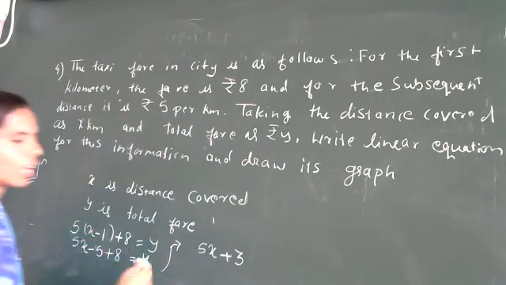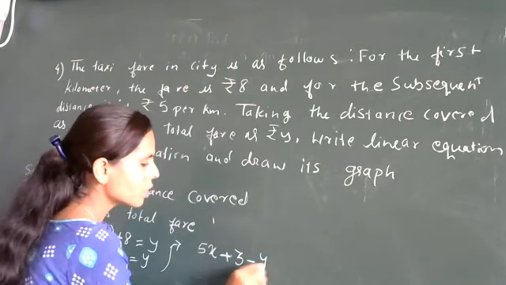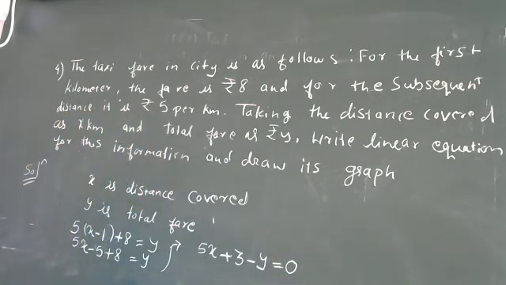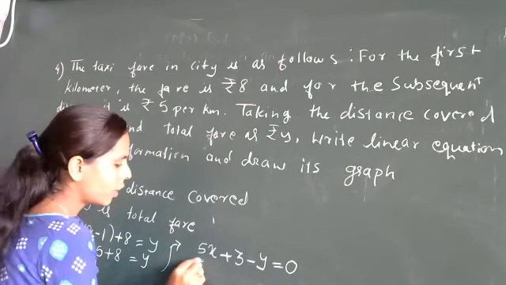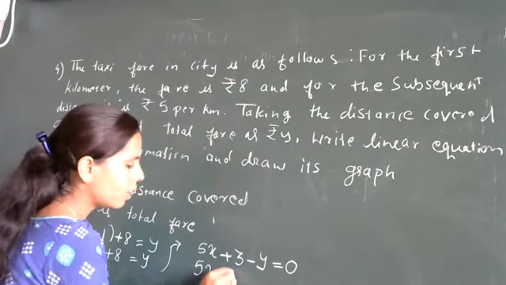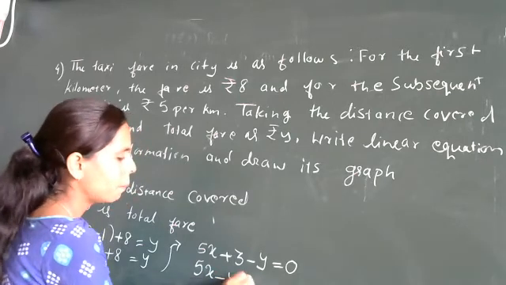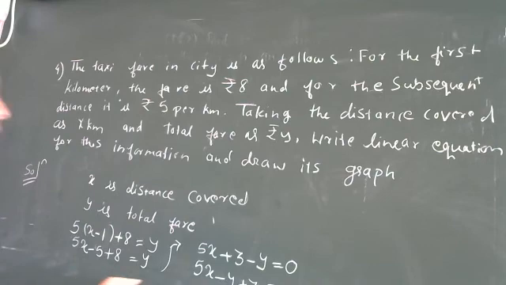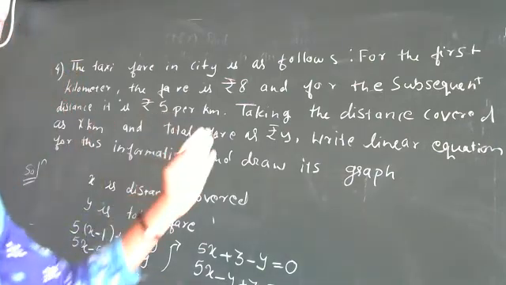We will shift that y on the other side. It will be 5x minus y plus 3 is equal to 0. So with the standard form, we will write this equation. What is the standard form? Ax plus by plus c. So we will write the second term as minus y plus 3 is equal to 0. So this is the required linear equation for the given statement.